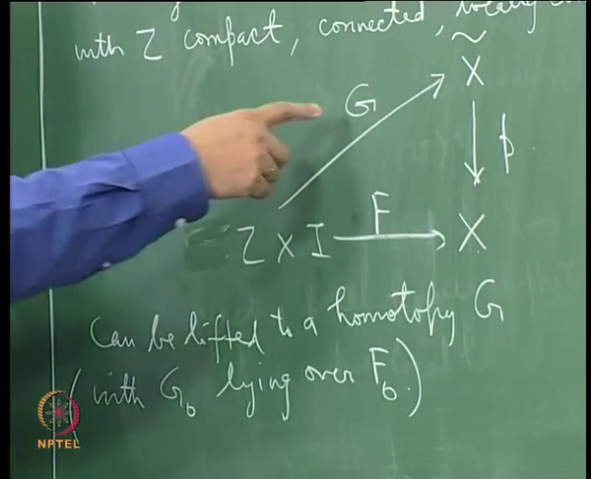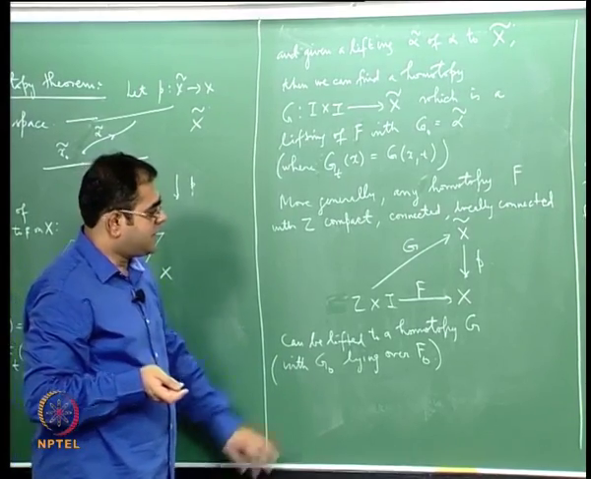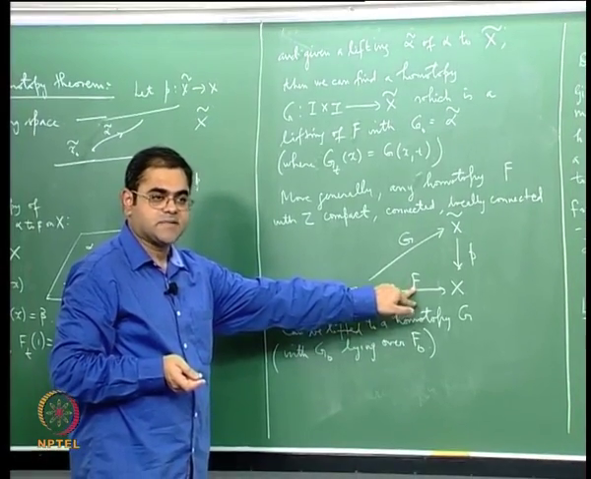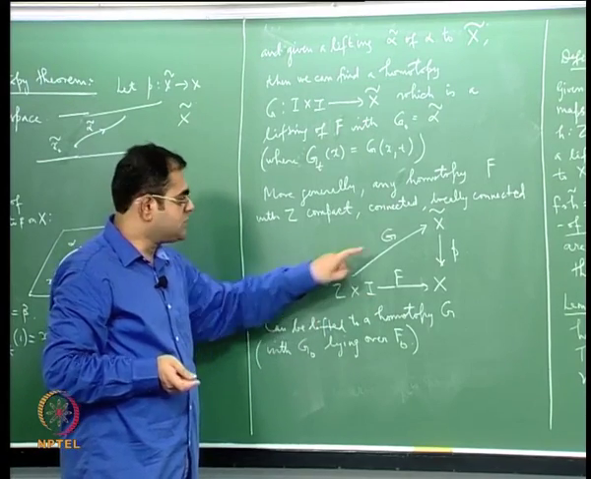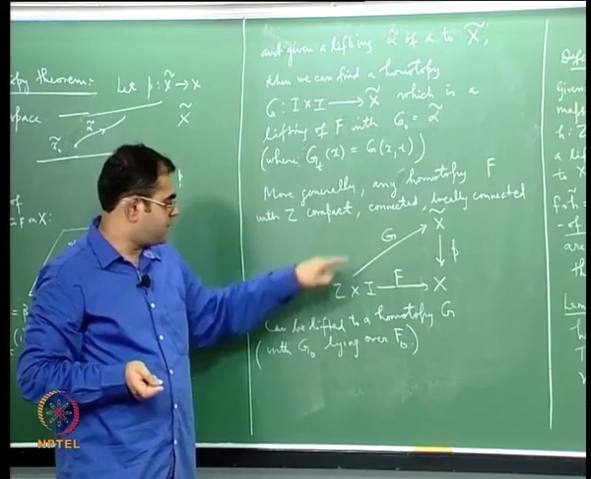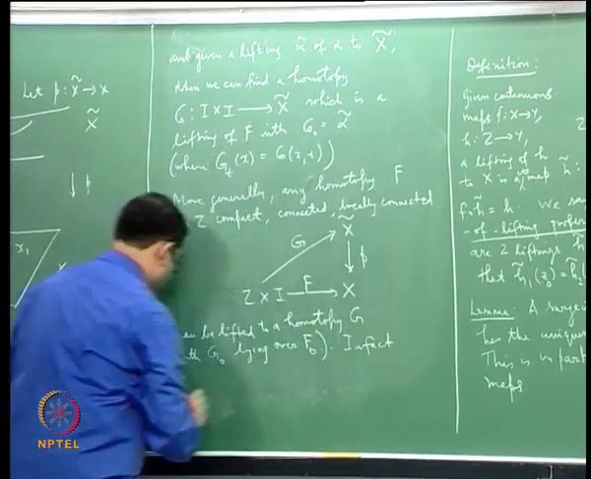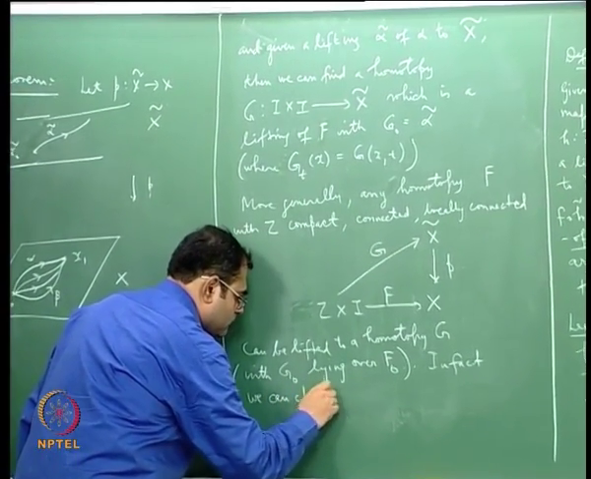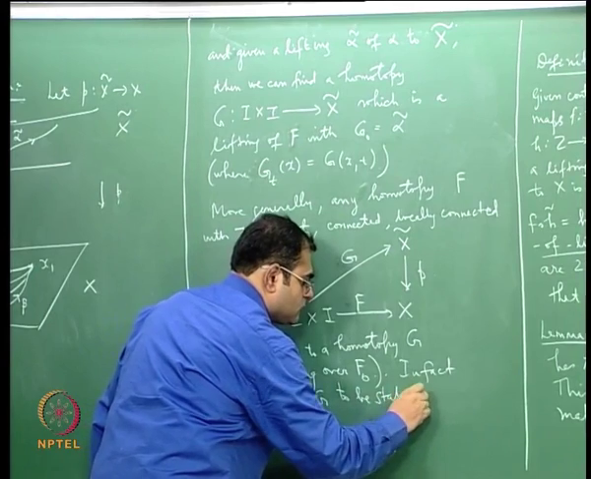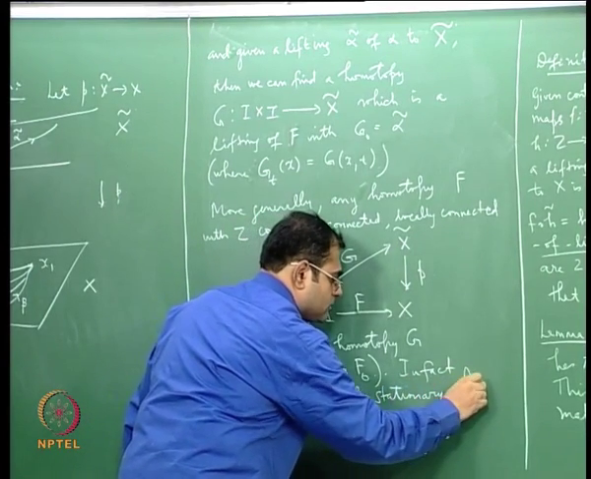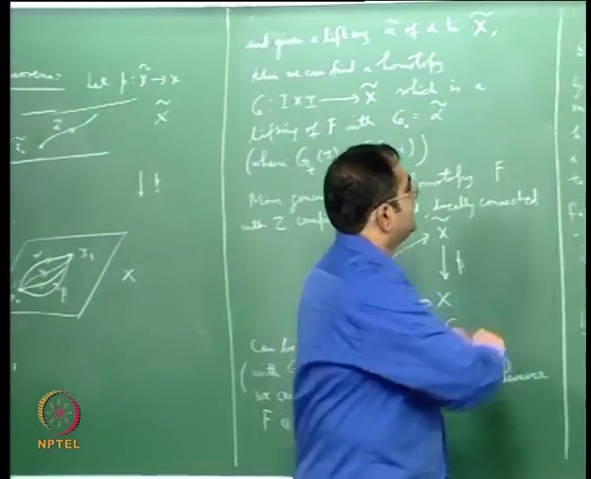And in fact you can choose G in a very special way. The theorem says that G can be chosen in such a way that whenever f is stationary, that is f does not depend on time for a particular value of z, you can choose G also not to depend on time for that particular value of z. So let me write that down. In particular, in fact we can choose G to be stationary whenever f is, okay. What this means is the following, so let me write that down here.